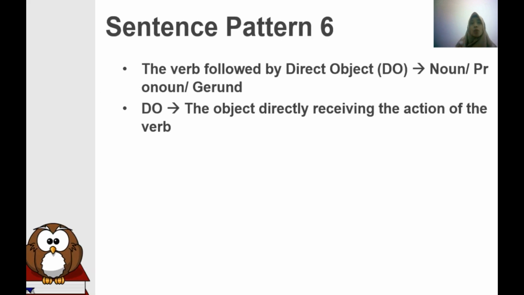Right, so let us start with sentence pattern 6. Sentence pattern 6 is usually in the form of verb, which is followed by direct object or DO in the form of noun, pronoun, and gerund. Let me remind you again, gerund is the ing form of the verb which functions as a noun. And DO here, or the direct object, is the object directly receiving the action of the verb.